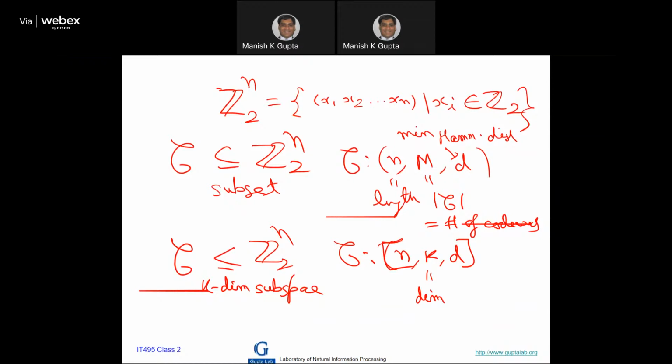As I mentioned, C can be described by two kinds of matrices. The generator matrix, I already gave you an example, is k by n.